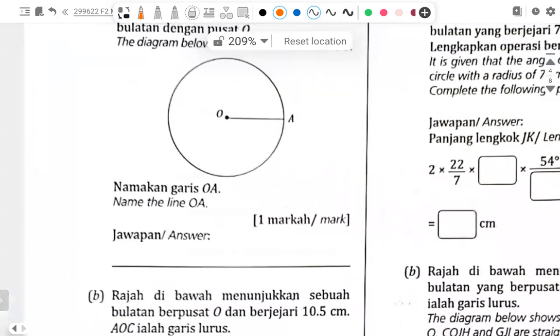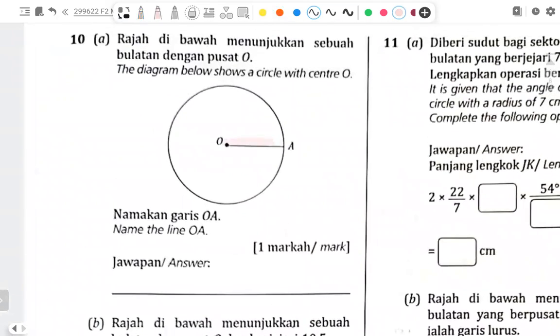Name the line OA. Now, no spelling for you already. You have to spell out yourself. What is OA referring to?